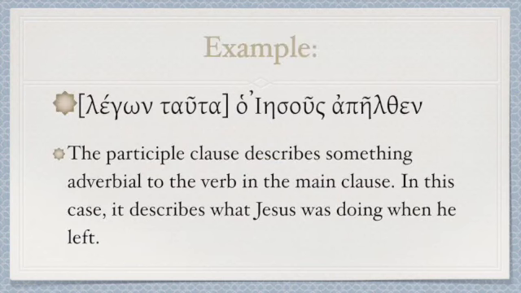And so our participle clause describes something adverbial to the verb in the main clause. And so in this case, it describes what Jesus was doing when he left. And so writers can use the participle to describe two actions that the subject is doing at the same time. And so it's just a stylistic way of describing the scene.